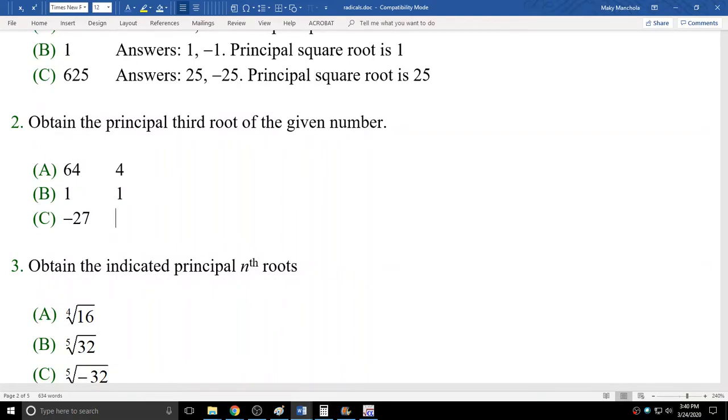What is the principal third root of negative 27? Well, it has to be negative 3 because negative 3 to the third power is negative 27. Let me note that when you talk about the principal third root, you are talking about the cubic root, the principal cubic root. The third root is also known as cubic root.